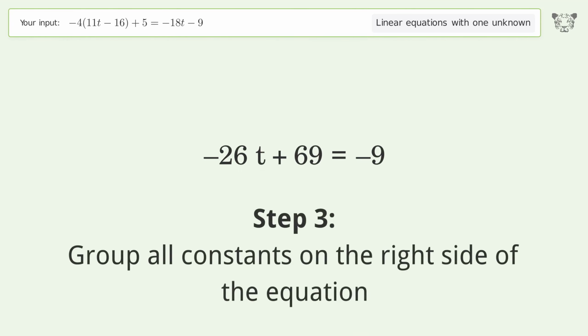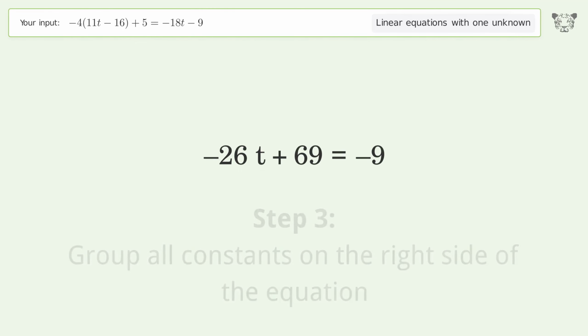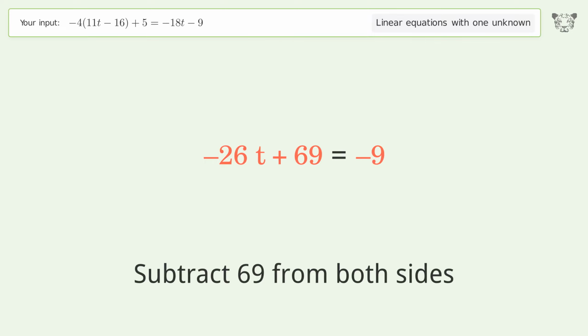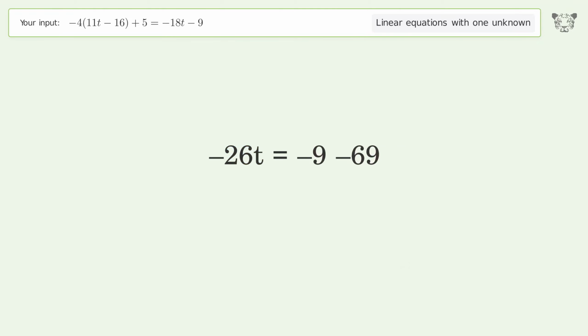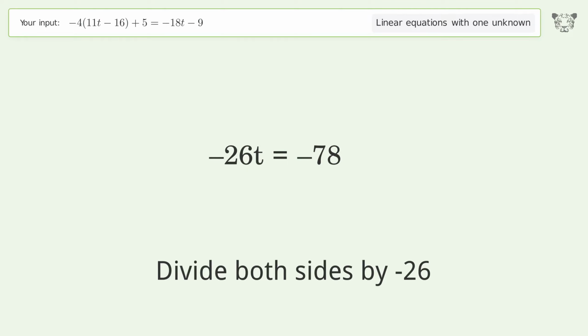Group all constants on the right side of the equation. Subtract 69 from both sides. Simplify the arithmetic. Isolate the t. Divide both sides by -26.